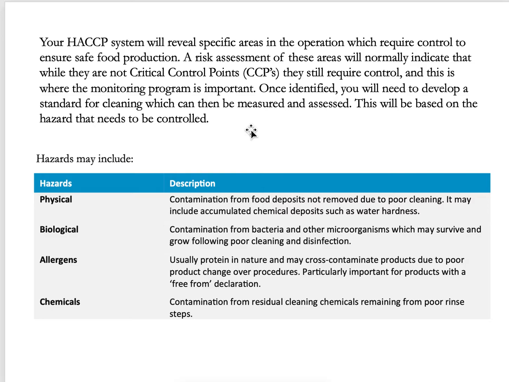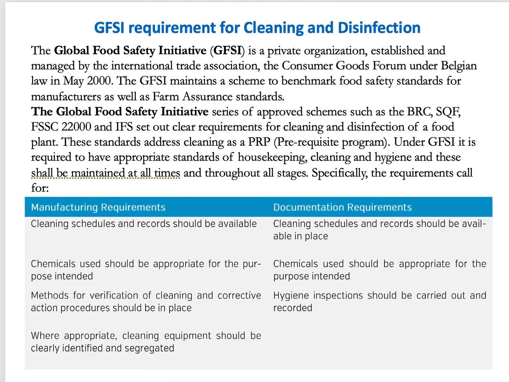So what hazards can be present in a plant? Usually four kinds of hazards: physical, biological, allergens, and chemicals. These are the types of hazards that can be present in a food processing plant, and the cleaning or disinfecting procedures should focus on reducing these hazards. Now, finally, we are basically done with this chapter.